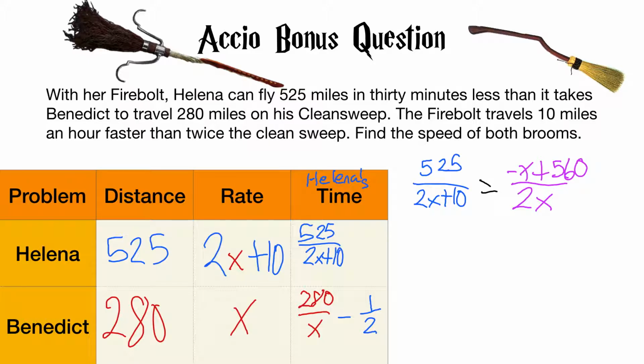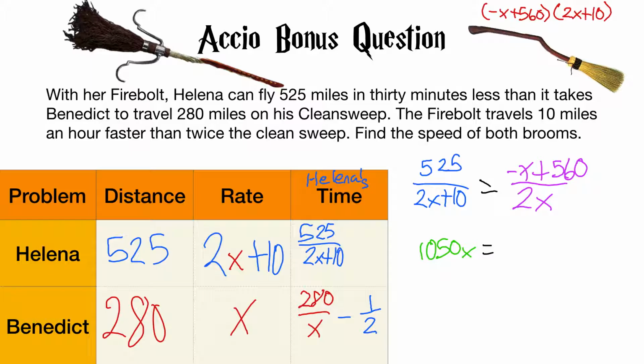So now let's deal with the problem. We're going to cross multiply. That means 1050x, that's 525 times 2x, is going to equal, we're going to have to FOIL a little, negative x plus 560 times 2x plus 10.